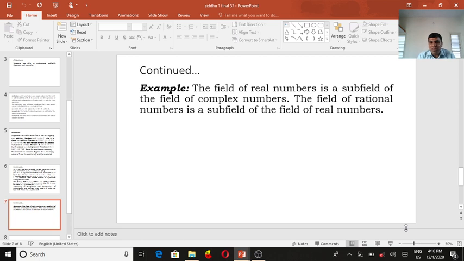For example, the field of real numbers is a subfield of the field of complex numbers. The field of rational numbers is a subfield of the field of real numbers. I am repeating this type of example. Complex is a larger field, which is why I am saying the reals are a subset of the complex numbers, the rationals are a subset of the reals, and the set of all integers is a subset of the rationals.